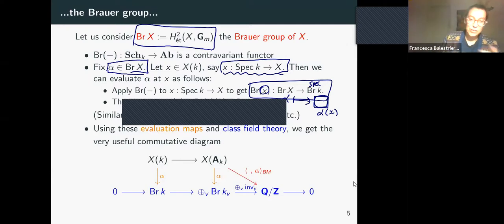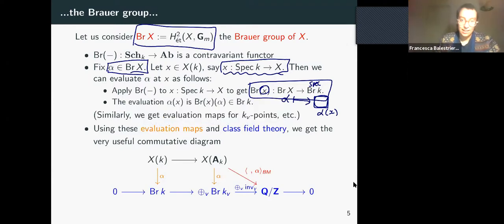Okay. Using these evaluation maps and some results from class field theory, we get this very useful commutative diagram. The vertical orange maps here are the evaluation maps, and the bit coming from class field theory is this sequence here, which is one of the fundamental sequences of class field theory. And the nice thing is that this diagram commutes, and we're essentially interested in this red map here, which goes from adelic points to this Q mod Z.